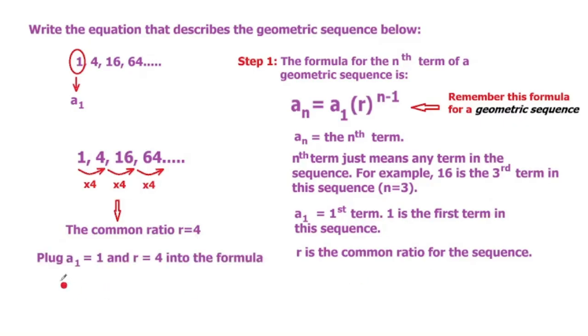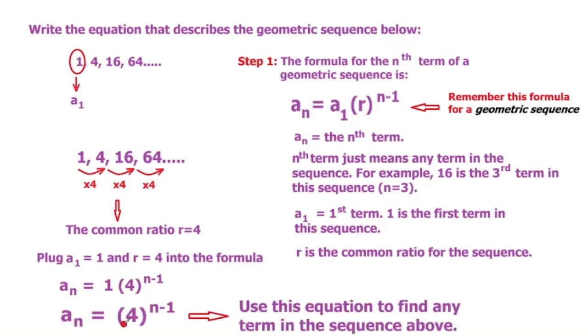So now we just plug a_1 equals 1 and r equals 4 into the formula. So here's our formula, and we put 1 here for a_1. Here's r. We know our r is 4, so we put 4 here. Now we can just simplify our equation. So a_n equals 4^(n-1).